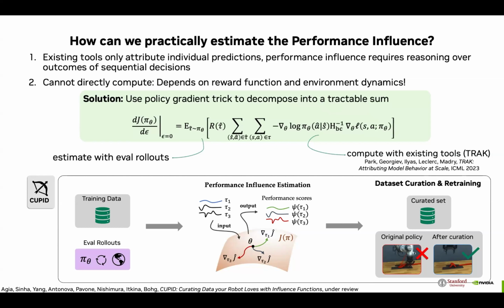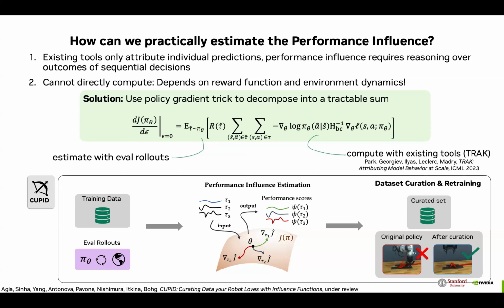has its unique features. In particular, the current data attribution tools only attribute an individual prediction back to training samples, whereas when estimating the performance of a policy, we have to reason about the outcome of a sequential decision. And second of all, we don't know the environment dynamics. So reasoning about these sequential decisions becomes challenging.